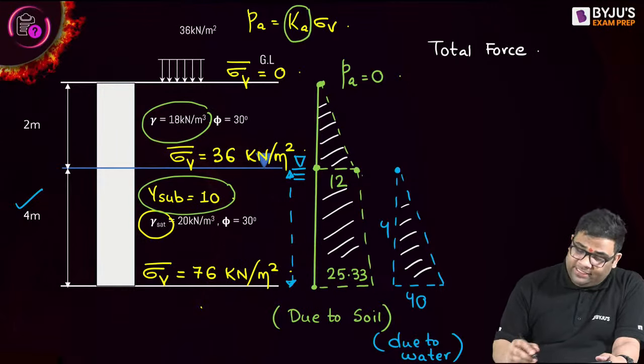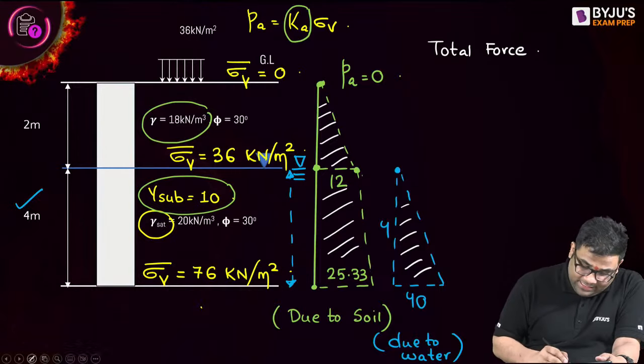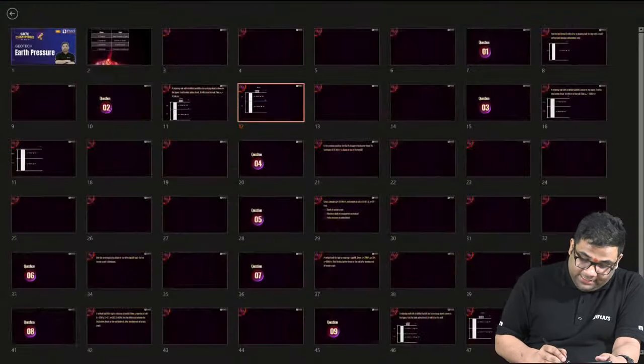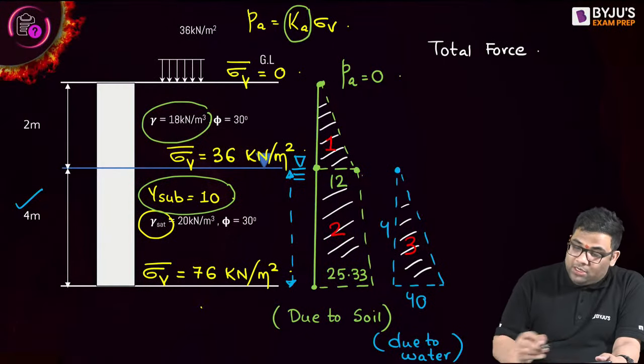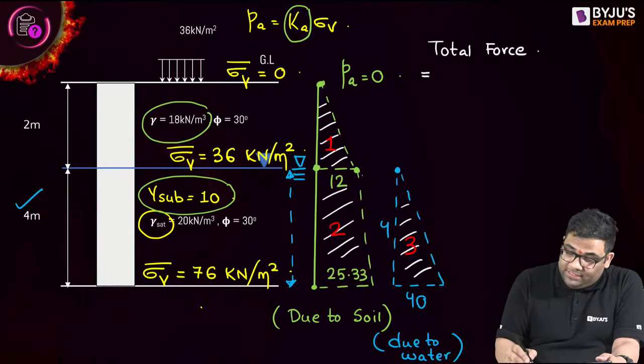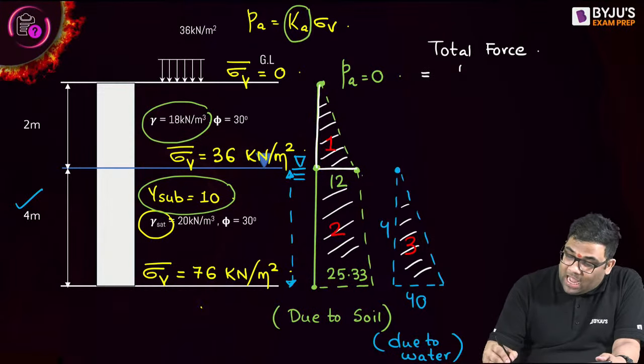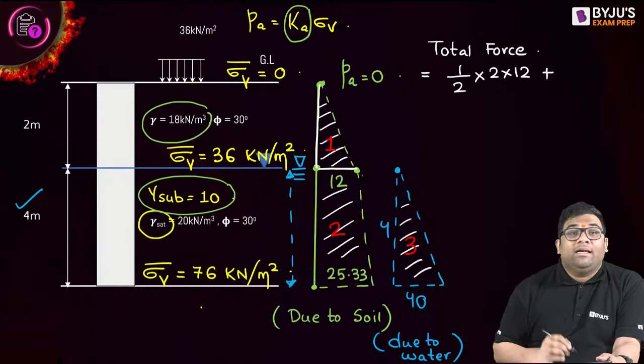suppose you can see there are three areas. This is the first area. Suppose the first area is a triangle, the second is a trapezoid, and this is another triangle, right? So I can say the total force for the first triangle, you see, this is 12, and this is 2. So I can say half into 2 into 12.